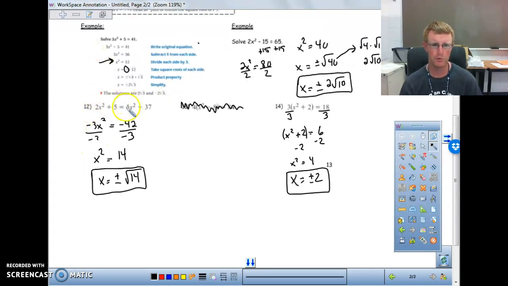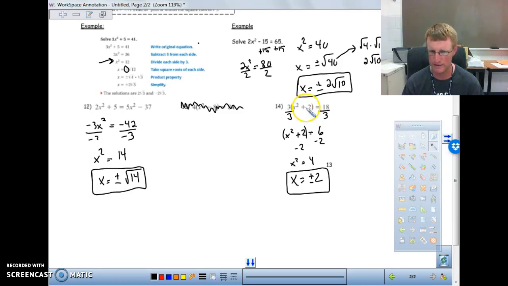For the first one, you should have, remember, the key here is to make sure that you bring every x squared to one side and every number to the other side so we have something to solve. So you should have ended up with x squared equals 14, which equals plus or minus the square root of 14. On this side, very big key, divide by 3 first. Now you could have gone through and multiplied the 3 through. You'd end up getting the same answer, and that's okay. But you should have ended up with x squared equals 4, which is x equals plus or minus 2.